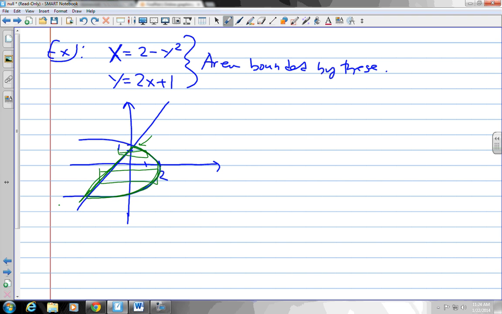Because if I look at it this way, all I have to do is integrate. The upper would be the parabola, so it's 2 minus y squared, minus the lower. So I kind of have to solve for x in terms of y, right? So I will have to solve for x in terms of y. So what do you get? Yeah, so y minus 1 over 2.